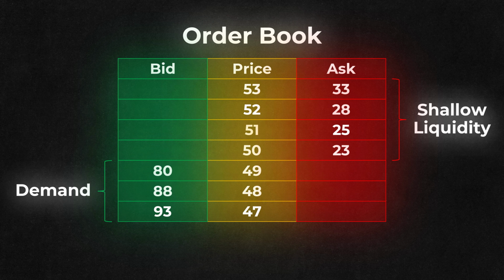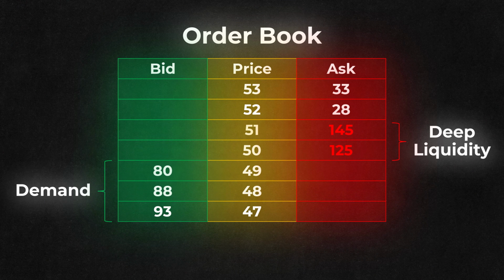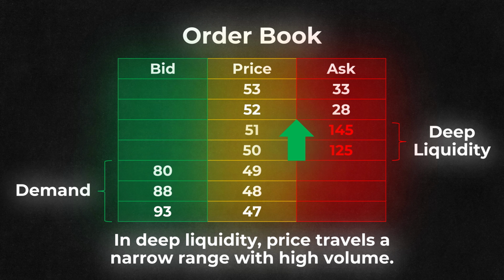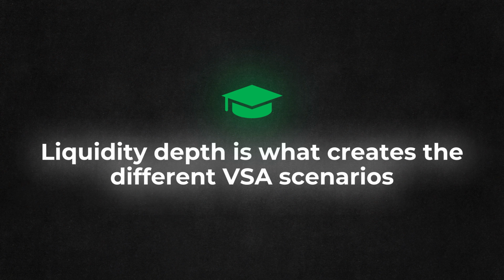That means that shallow liquidity creates wide price movements with low volume. If liquidity is deep, meaning a large number of orders, it's difficult to attack this liquidity. For example, if there is deep liquidity across the ask column, it's difficult for buyers to attack the supply. That means that deep liquidity creates narrow price movements with high volume. Liquidity depth is what creates the different scenarios outlined in volume spread analysis.